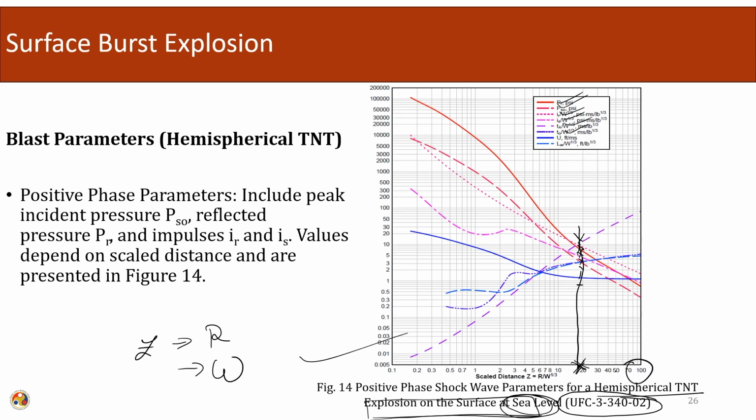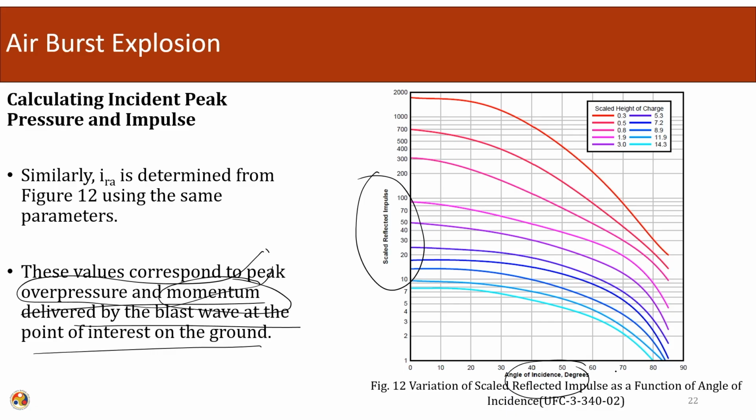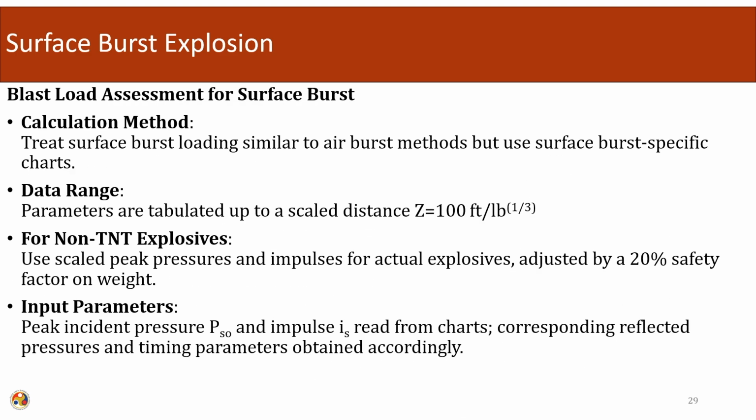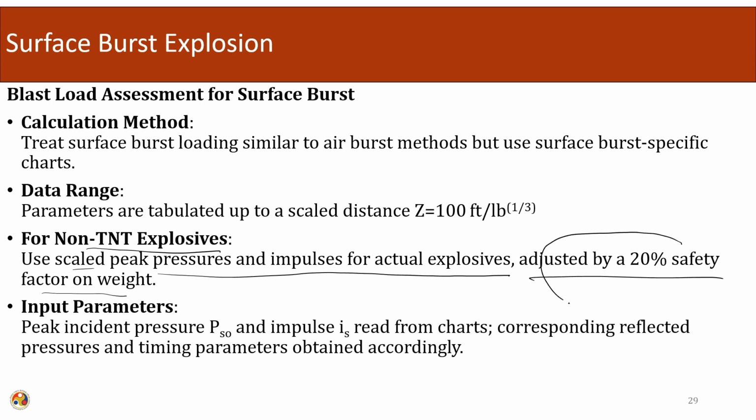This is again for a value of approximately 100. These charts are normally made for a value of Z equals 100. For non-TNT explosives, we will use the scaled peak pressure and impulses for actual explosives adjusted by a 20% safety factor on the weight. We will convert them to a TNT equivalency, and then we will have a range of 20% to take the safety margin.